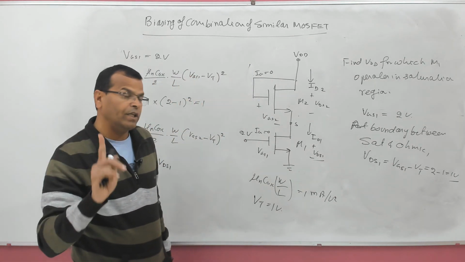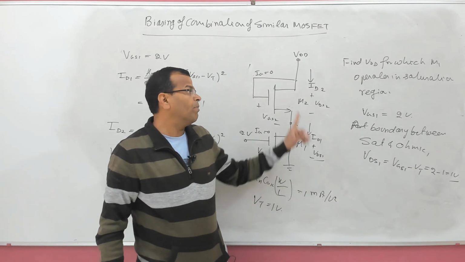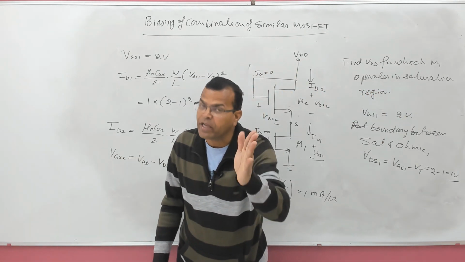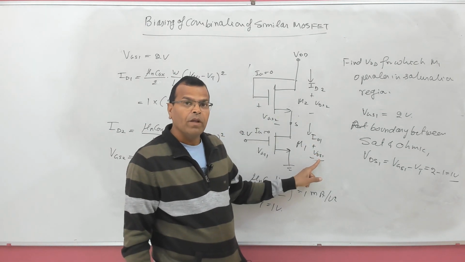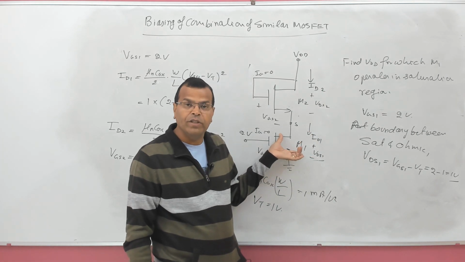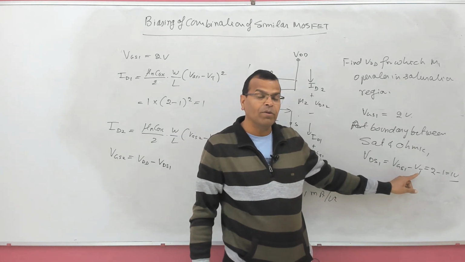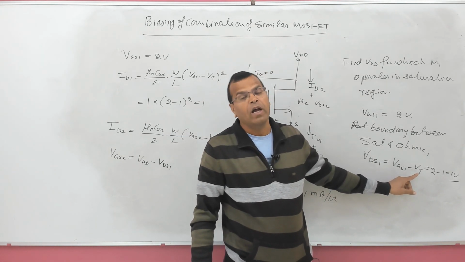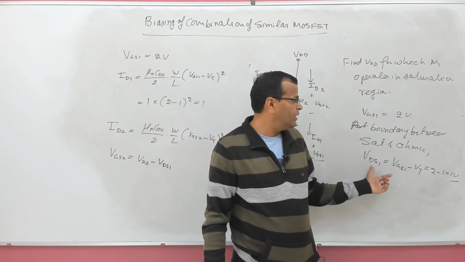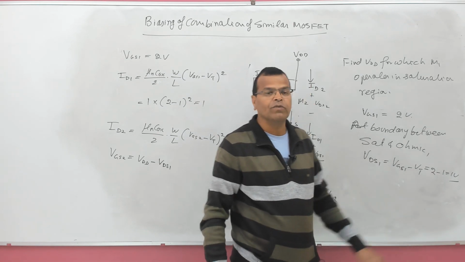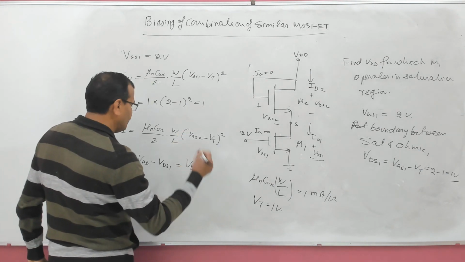That means for the boundary between saturation and ohmic region, VDS1 is not given to you. But for saturation region, at the boundary, I can find VDS at the boundary between saturation and ohmic. So it was not given to me, but I know if it is operating in saturation region at the boundary, I can take VDS1 equal to VGS minus VT, because that is the boundary between saturation and ohmic, and that will be the minimum voltage required for saturation region. So VDS will be VGS1 minus VT, that is 1 volt. So I can write this equal to VDD minus 1 volt.